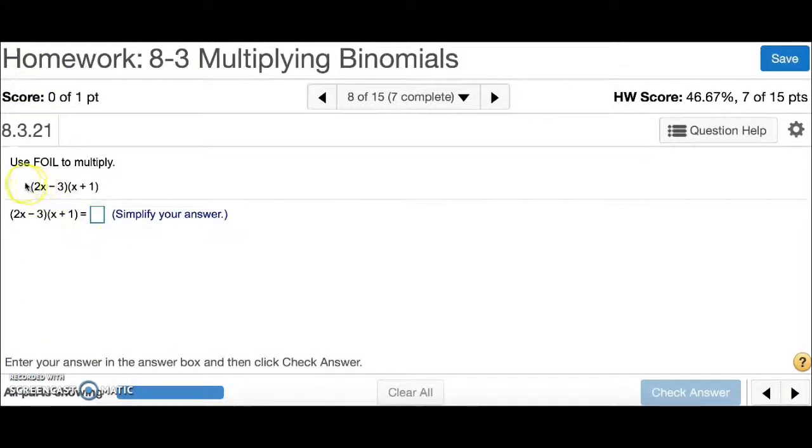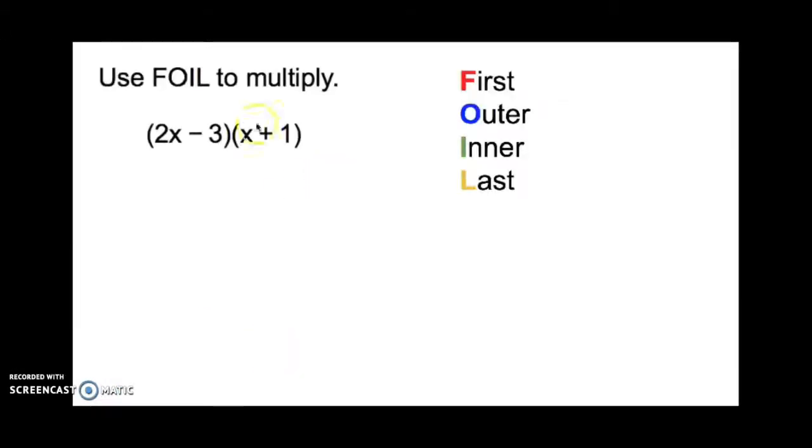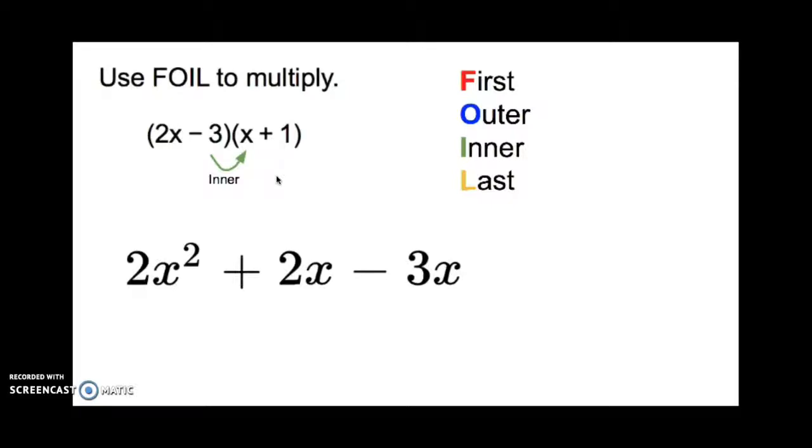It is again asking us to use FOIL to multiply. So let's do that. So remember, FOIL stands for first, outer, inner, and last. So we multiply the first two terms, which are 2x and x, and we get 2x squared. Then we multiply the outer two terms, and we get 2x. Multiply the terms in the middle, negative 3 and x, and we get negative 3x. Then multiply the last two terms, which is negative 3 and 1, and we get negative 3.